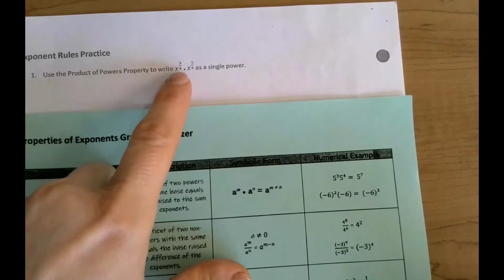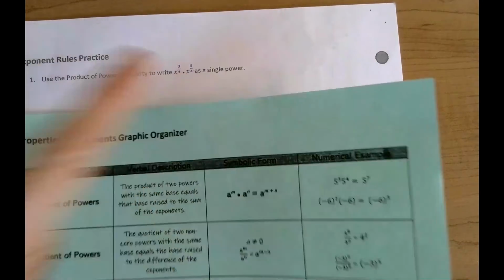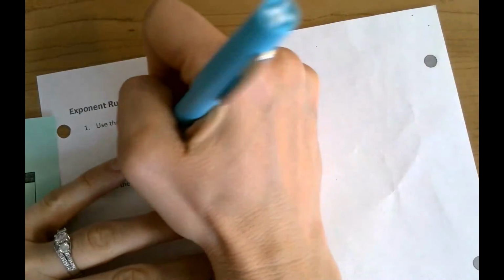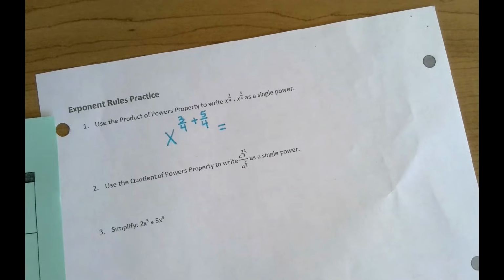and I'm going to go over it and I see a to the m times a to the n power equals a to the m plus n. So I need to add my exponents that have the same base. And here they have the same base of x. So I'm going to rewrite it as x to the 3/4 plus 5/4. In the quiz, you want to show that you're adding these two and then how you got your answer.